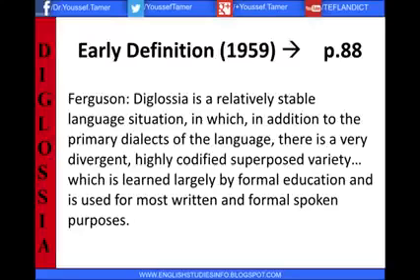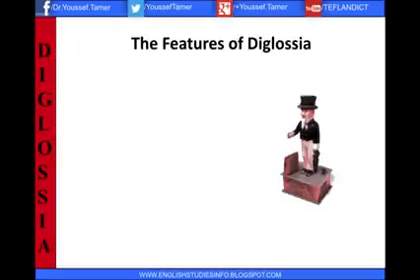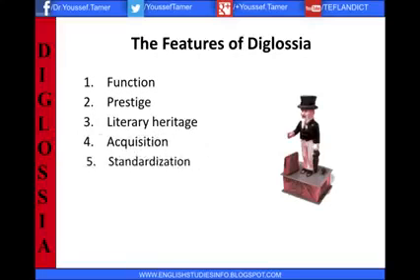Another feature of the high variety is that it is learned in schools. This is another difference: the high variety is learned in schools, through formal education. It is also written, another feature. The high variety is usually written, while the low variety might not be written, in some cases. And then formal, the idea of function: the high variety is used in formal contexts and the low variety in informal contexts. Now we're going to see all these features. Here they are for you, the features of diglossia.